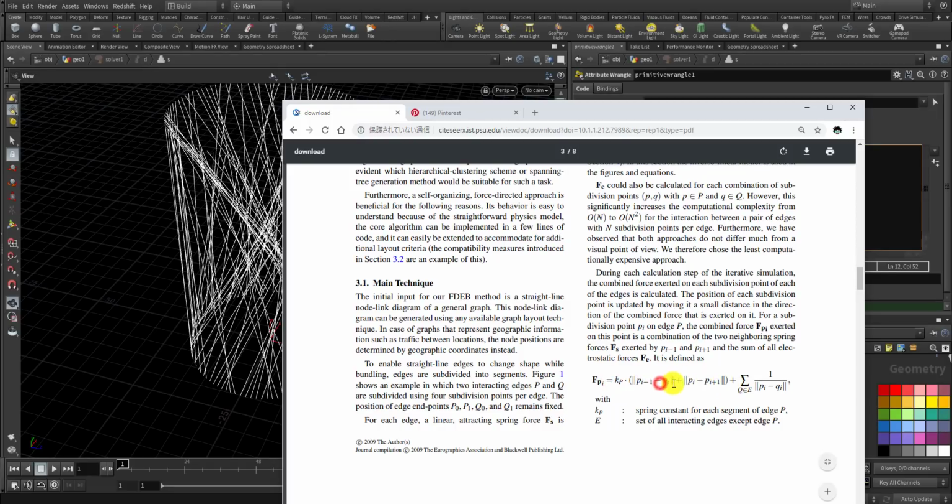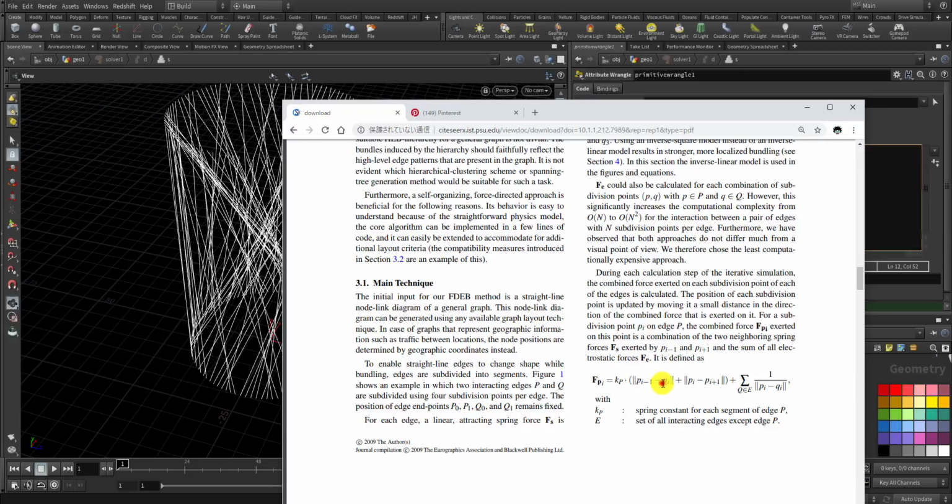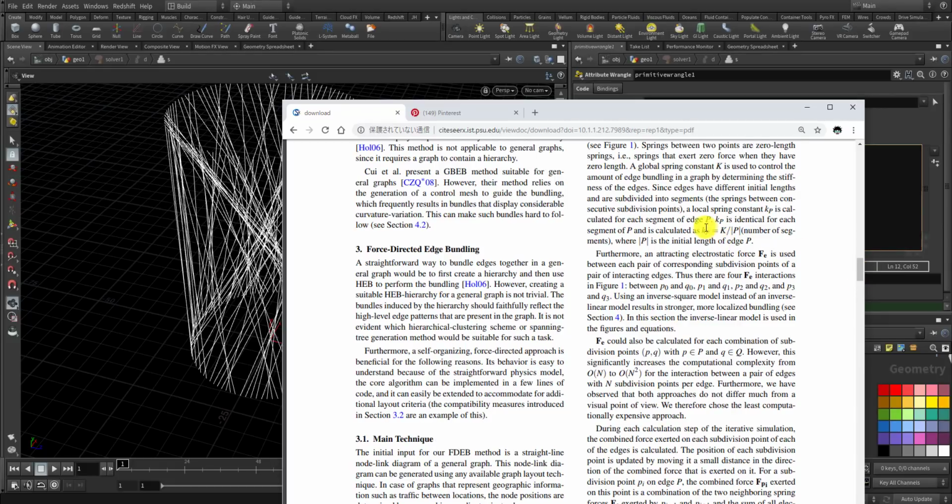This one. I mean, this one, P i minus 1 minus P i, this means the point that's before the current point. This is the current point, and then multiply with KP. And KP is explained above here. KP equals to K divided by the initial length of P multiplied by number of segments. The explanation here is a bit, it's not well written, I have to say, but those are the equations.